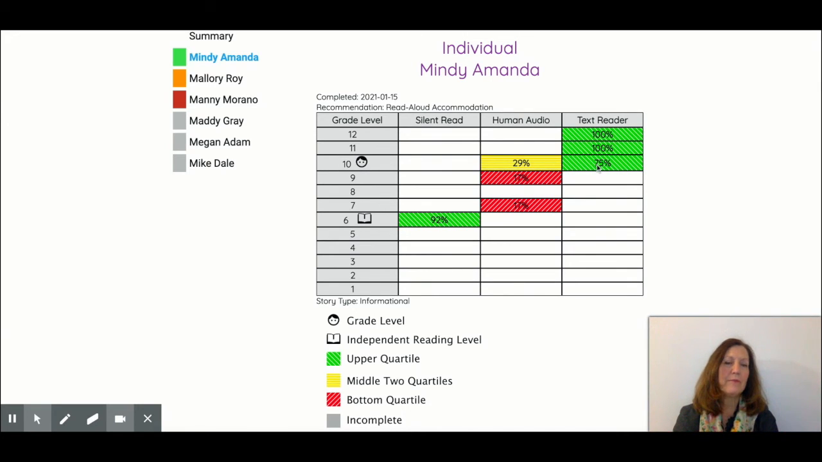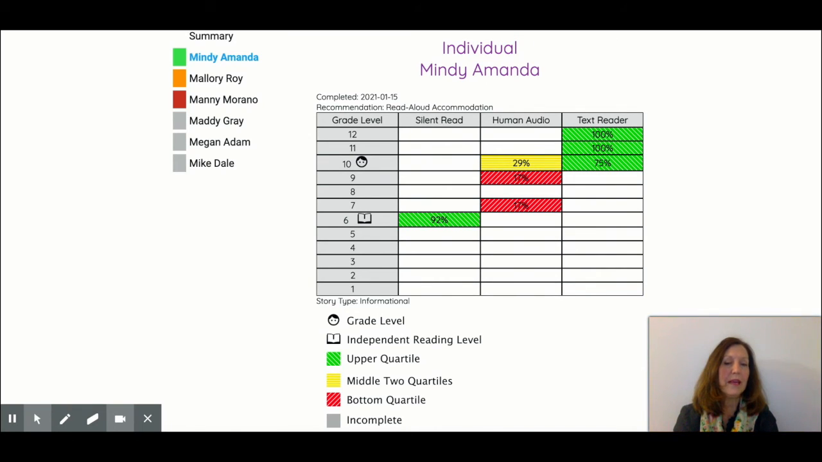So then we jumped over to the text reader column. You can see at grade level, she scored in the upper quartile. And so we actually wanted to probe a little bit higher to see if she could go up in this condition. And she was able to comprehend at 100% at the 12th grade.